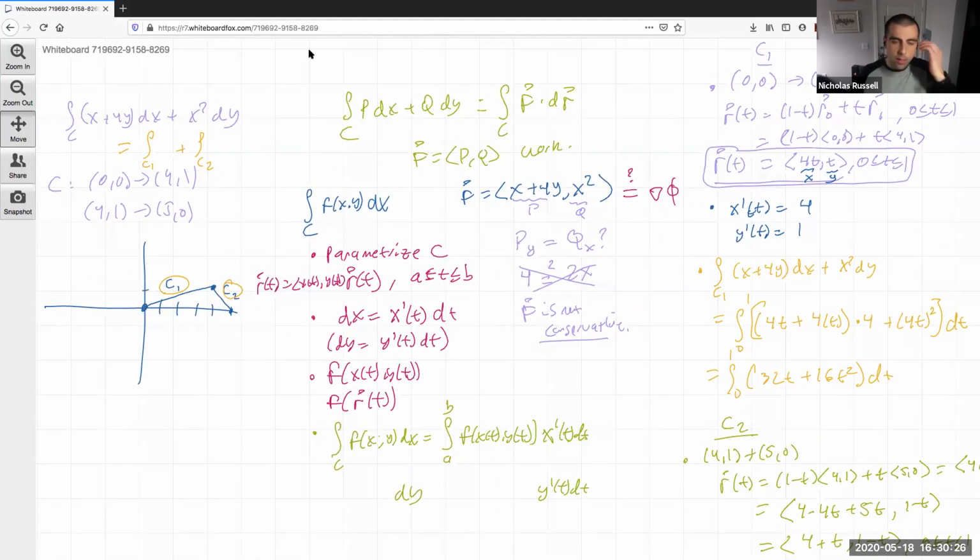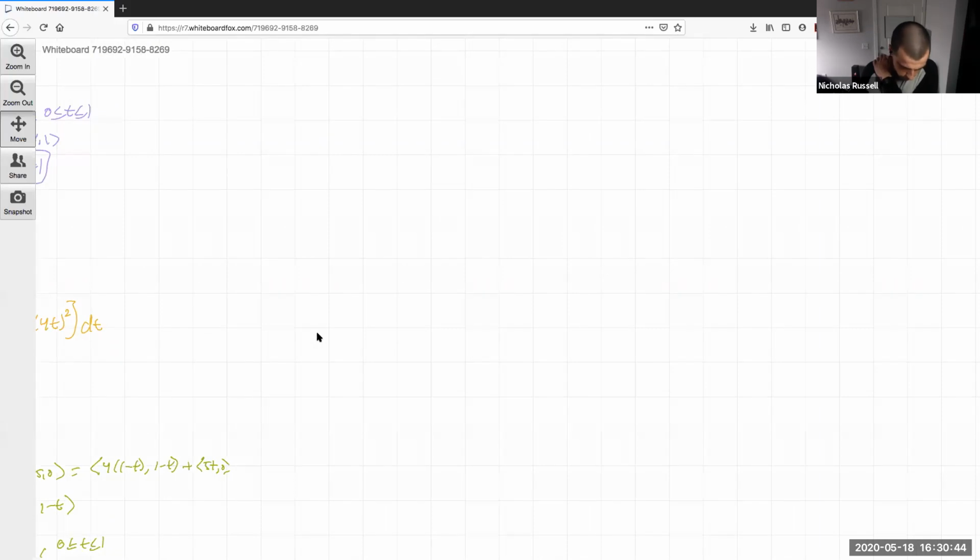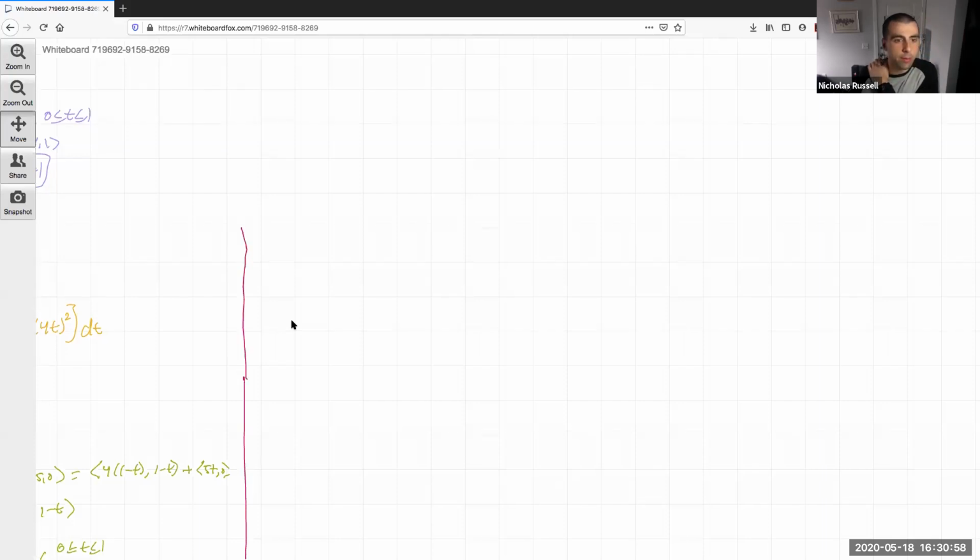I do have a question here that somebody just put in the comments about the physical interpretations of curl, flux, and divergence. So I'm just going to talk about flux integrals and then talk about curl and divergence briefly. Let me go ahead and draw a line here so we can talk about that.